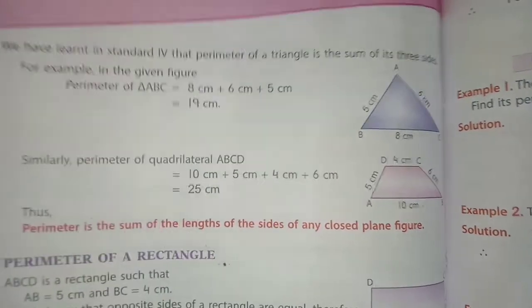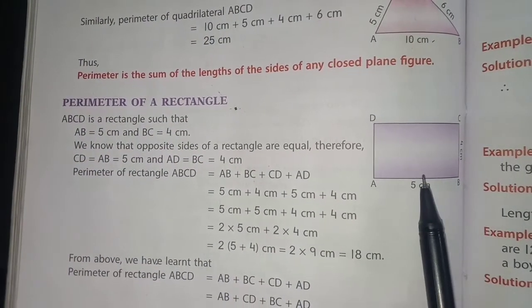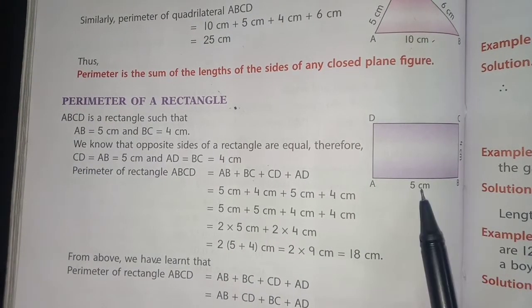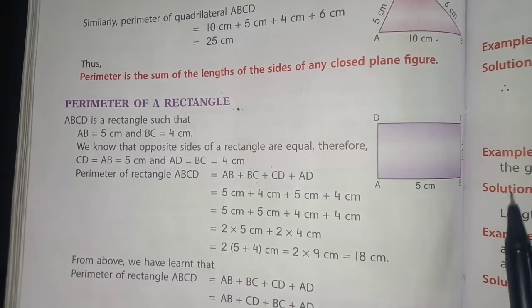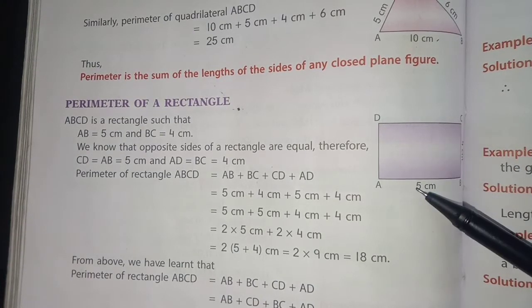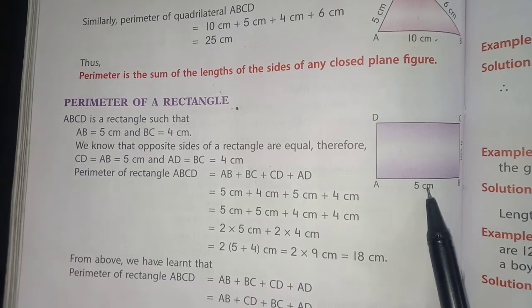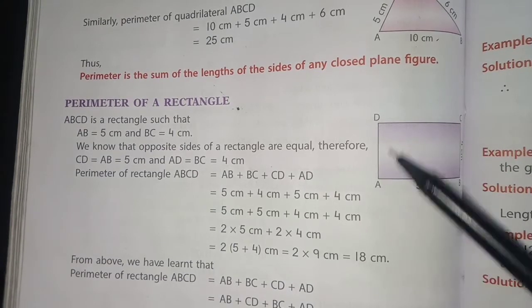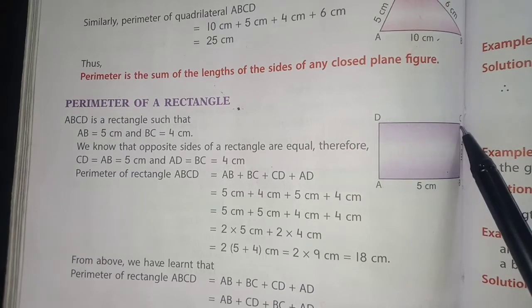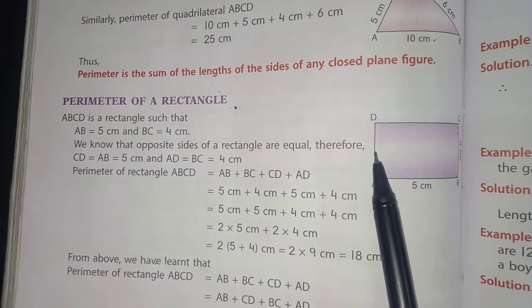Now, let us discuss the perimeter of a rectangle. Here we have a rectangle ABCD, and AB is 5 centimeter and BC is 4 centimeter. And we know that opposite sides of a rectangle are equal. Therefore, CD is equal to AB and both will be 5 centimeter, and AD is equal to BC and both will be 4 centimeter, because BC is 4 centimeter, so its opposite side AD will also be of the same length, that is 4 centimeter.